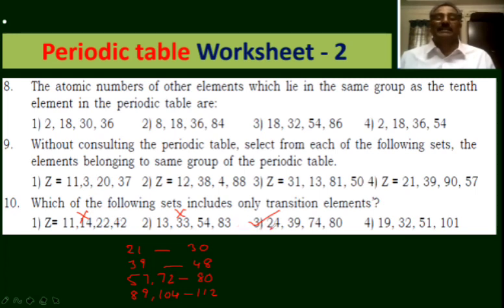Or you can simply find that the transition elements start from atomic number 21. In the first, second, and fourth options, 19, 13, and 11 are given, which are below 21. So these are not the right options. But by that we are not sure that all these elements belong to transition elements. We need to check this. The third option is the right option here.